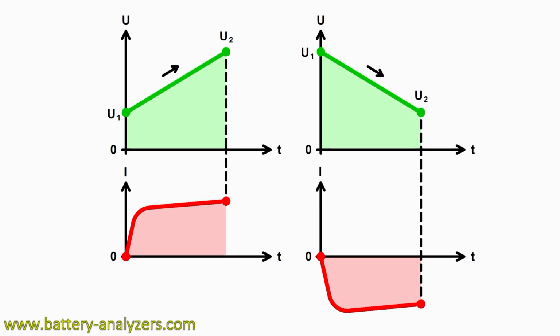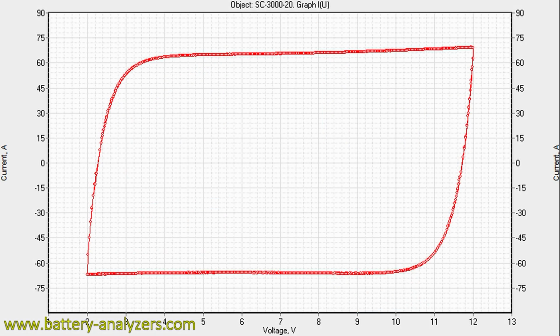At the voltage scanning step, the device changes the voltage across the tested sample from the initial voltage U1 to the final voltage U2 with a given scanning speed. A sequential combination of two such modes can be used to study a sample by the method of cyclic voltammetry.